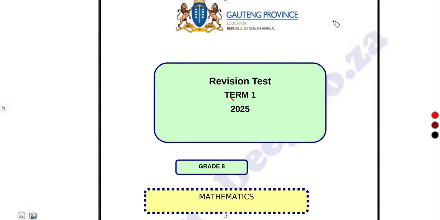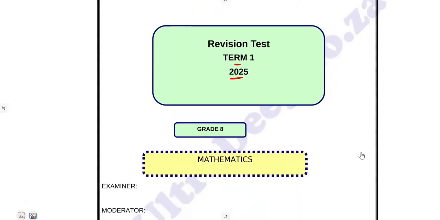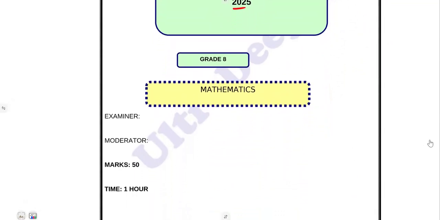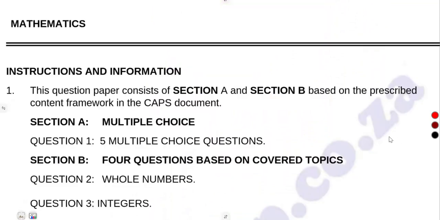We are going to consider a revision, the revision test for term one. That was our Gauteng province 2025 revision. All right, so we are going to consider this. It was actually out of 50 and to be written in 1 hour. So make sure that you read your instructions and everything.